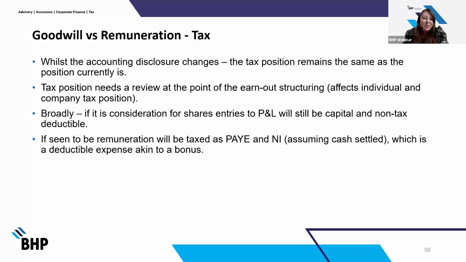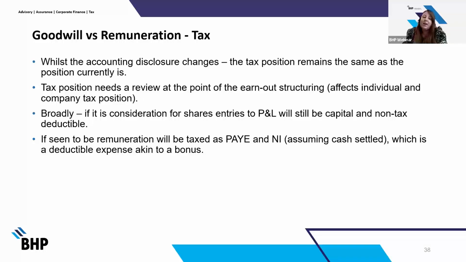So just thinking about the tax position on that. Whilst the accounting disclosure changes, again, the tax position will remain the same as what the position currently is before the accounting disclosures have changed. So what we'd recommend here is the tax position on an earn-out should be reviewed at the point of the earn-out structuring, because it can be quite complicated, and it depends on the terms of that earn-out, factors such as whether all investors get the same rate of earn-out, whether they remain employed or not, and lots of other things such as that. And that will also affect the individual's tax position.